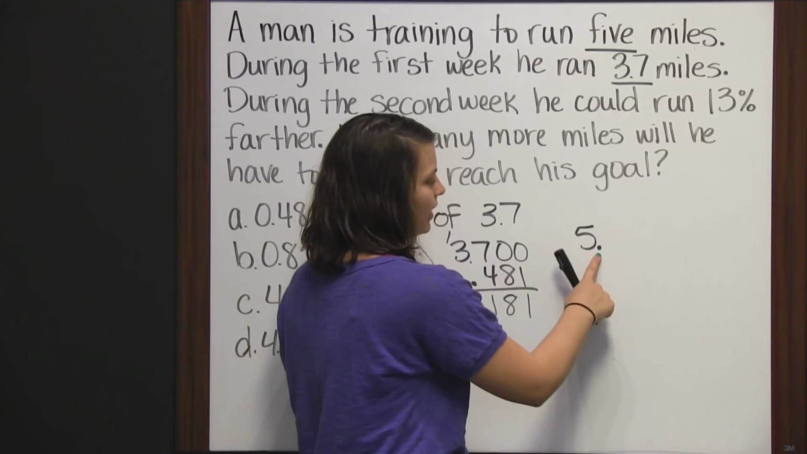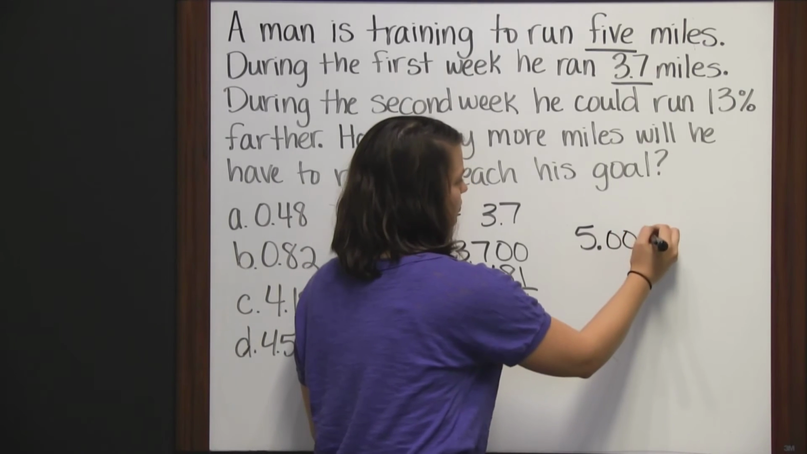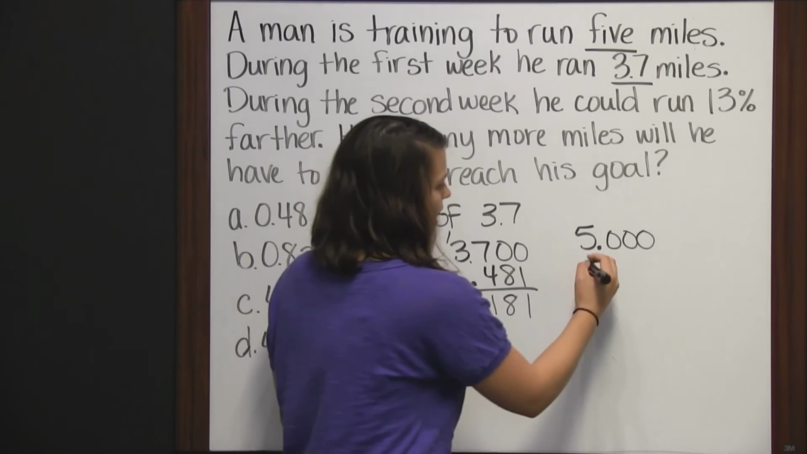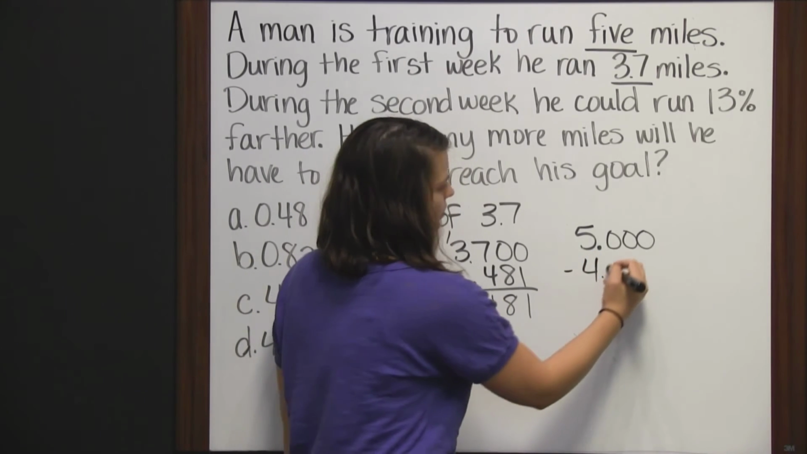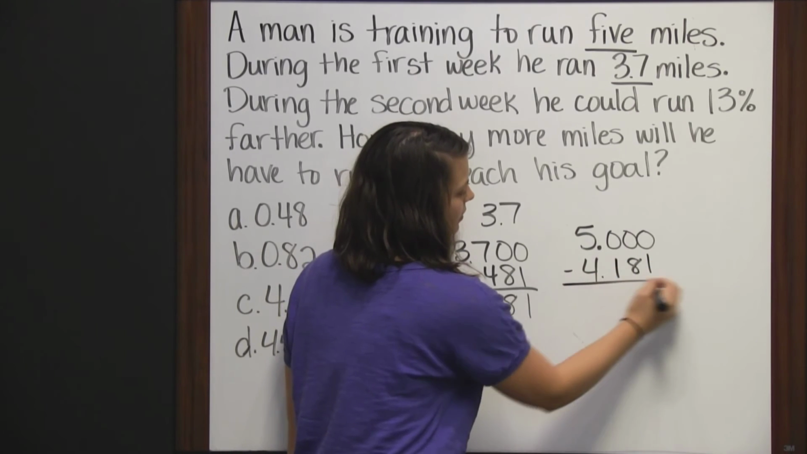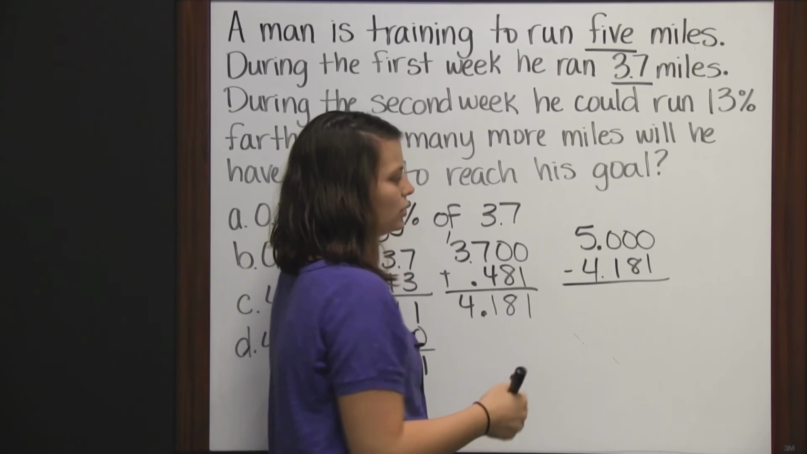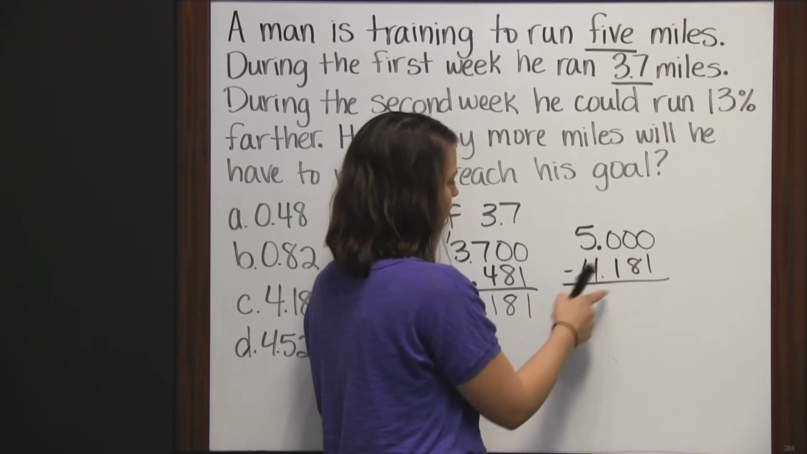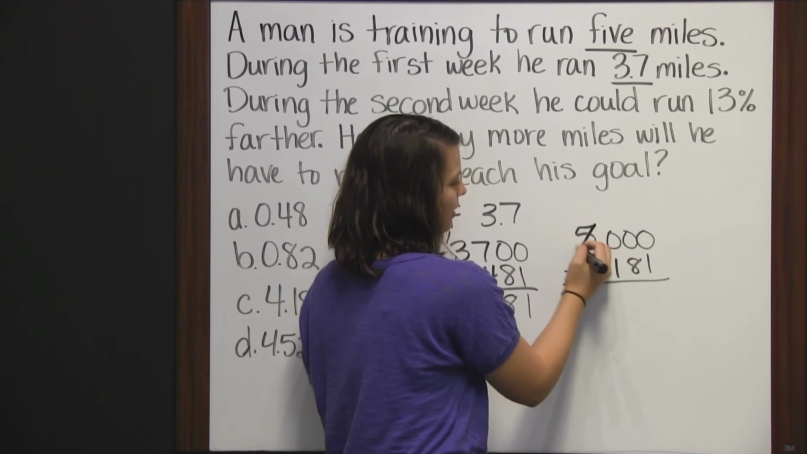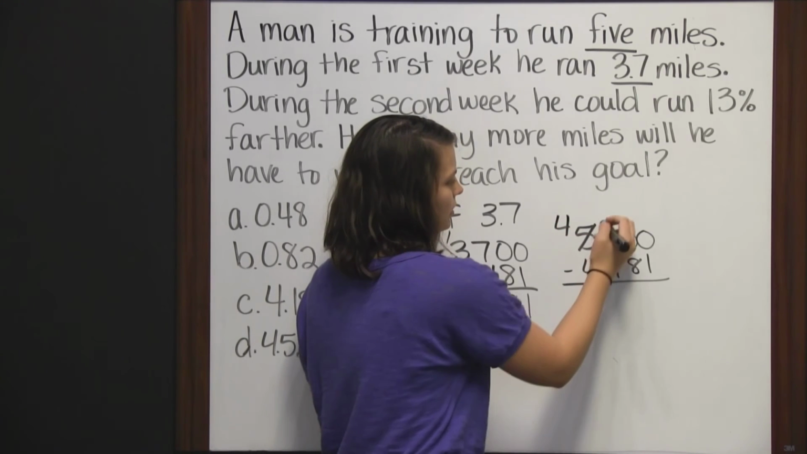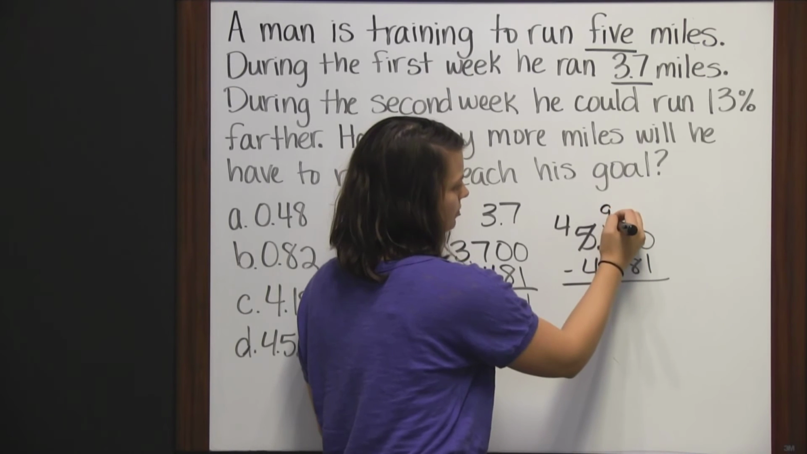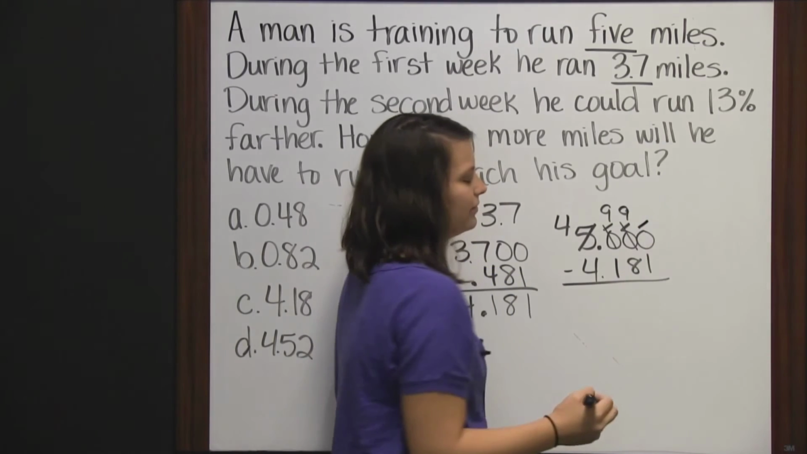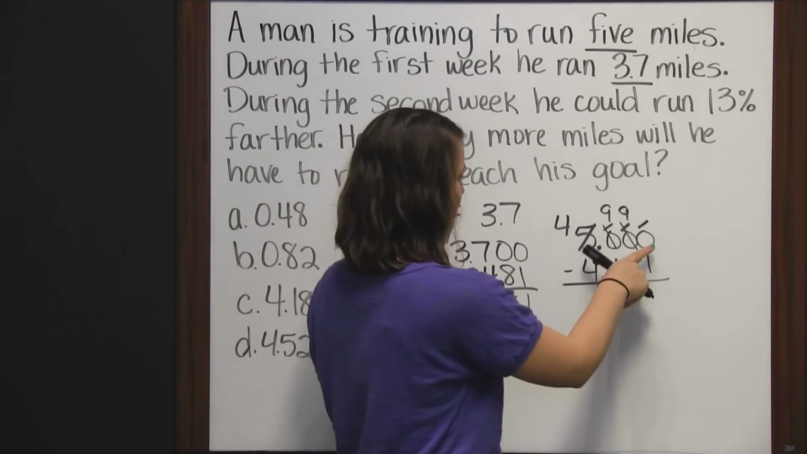So this is 5, and you can add as many zeros as you want to add, and the number doesn't change. And then we're going to subtract 4 hundred 181 thousandths from that. So we're going to need to borrow, because we can't take 1 from 0, or 8 from 0, or 1 from 0. So we're going to borrow from the 5. It becomes 4. So this is 10, and then we'll borrow. And then finally we have 10 in our first position.